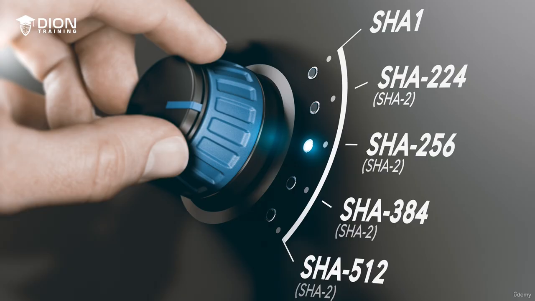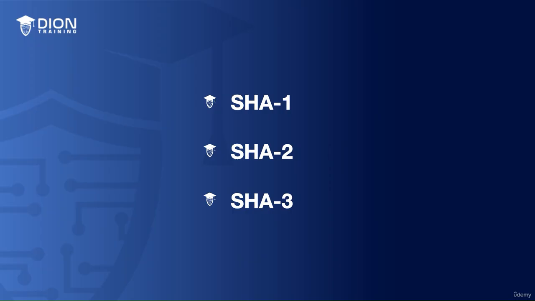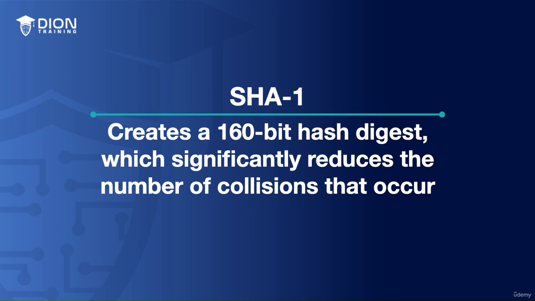Now, due to the limited number of unique hash values associated with MD5, a newer family of algorithms was created called the Secure Hash Algorithm family, or SHA. Now, the SHA family includes SHA-1, SHA-2, and SHA-3, which are all families of hashing algorithms. Now, SHA-1, for example, creates a 160-bit hash digest, which significantly reduces the number of collisions that can occur over MD5, since MD5 only had 128 bits instead.